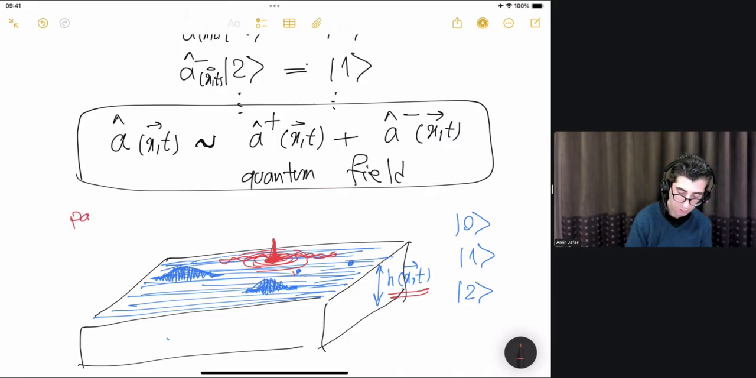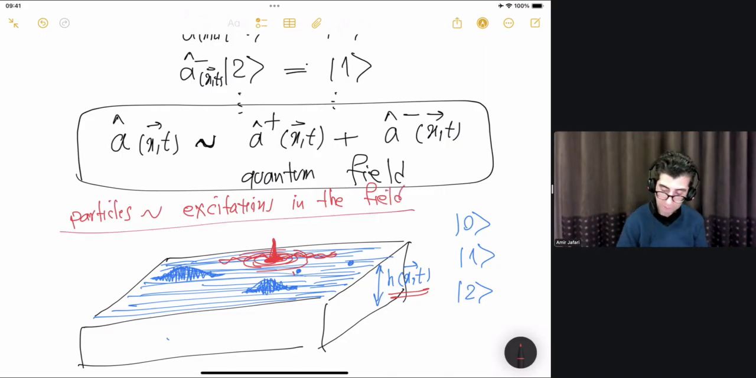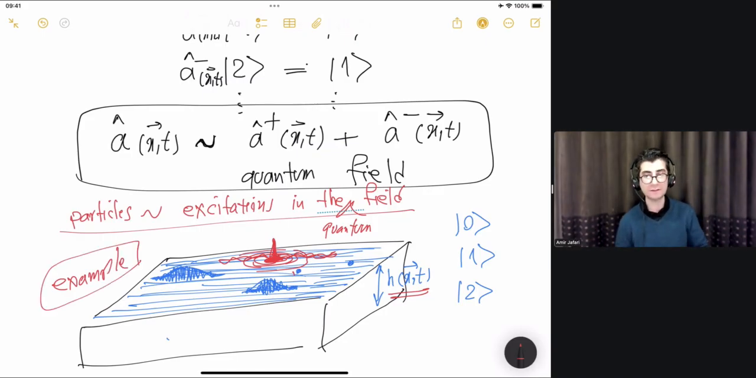Particles are excitations in the field. So for example, if you are the quantum field, and this is just an example, this is an analogy. Don't take this very seriously, but you can use it as a tool to visualize what's going on, at least. For example, if you're working with electrons, you're going to have electron fields.